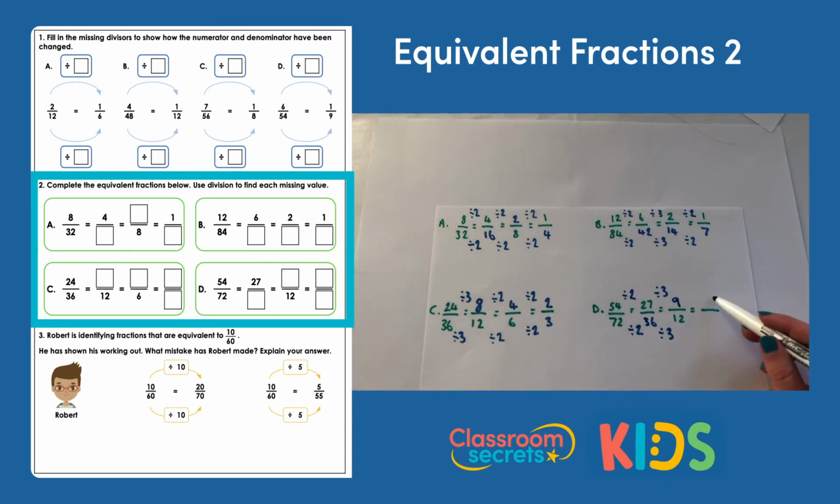And again, this last one is completely blank, so we need to work out what we can divide both of these numbers by. I can't divide by 2 this time because 9 is an odd number, but I do know that they are both multiples of 3, so I could divide both by 3. 9 divided by 3 is 3, 12 divided by 3 is 4, so we have 3 quarters.